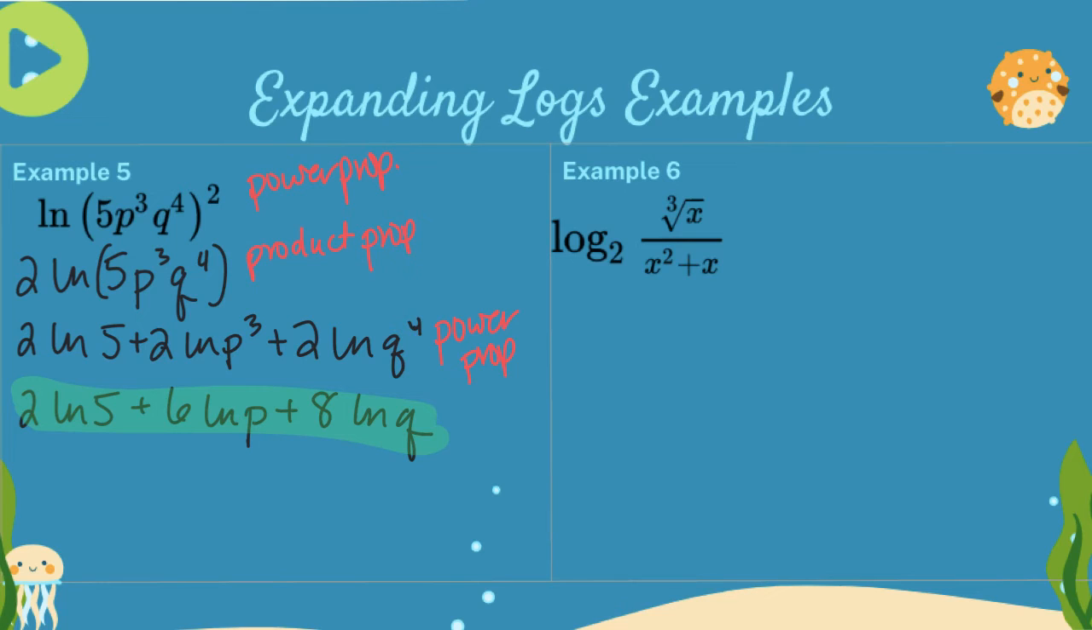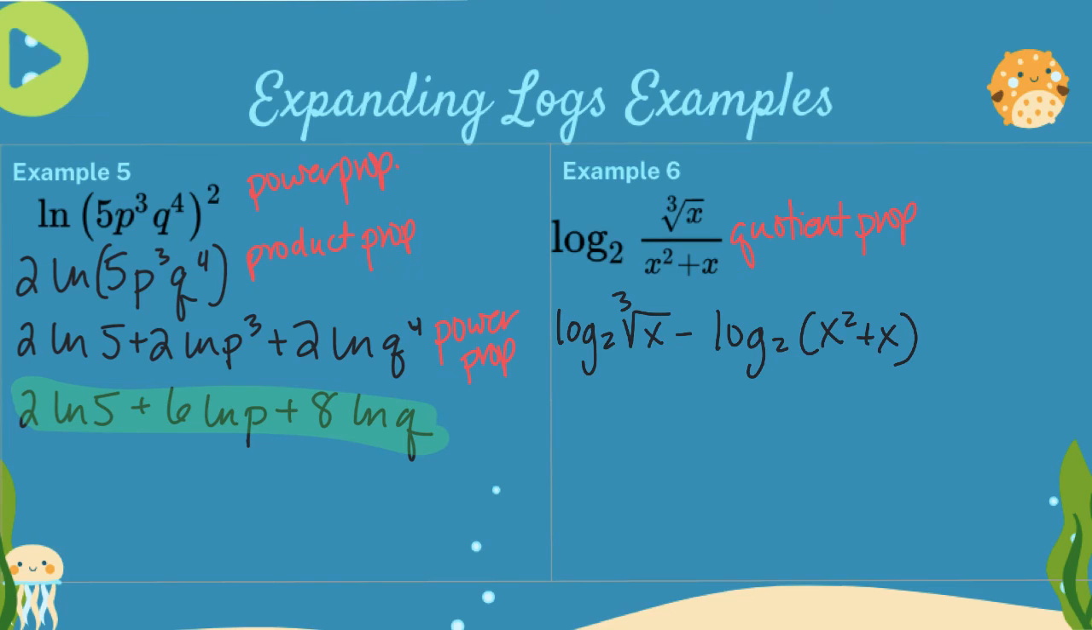Now let's take a look at the next example. So this next example, we have log base 2 of the cube root of x over x squared plus x. We have this little division symbol here, so I know I can use the quotient property and separate those terms. So this would become log base 2 of the cube root of x minus log base 2 of x squared plus x.